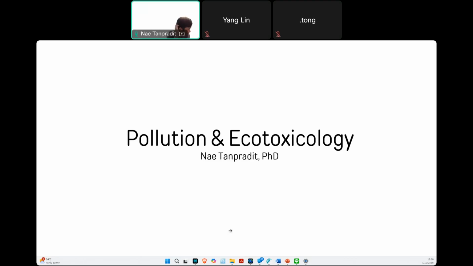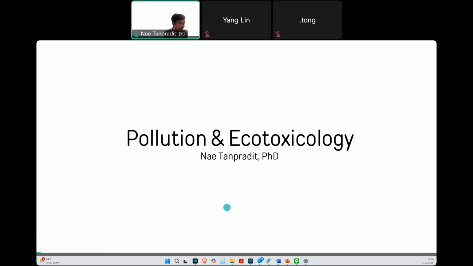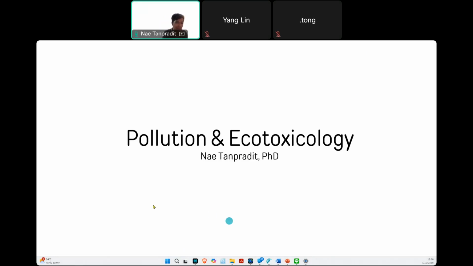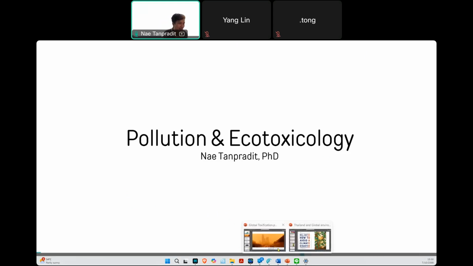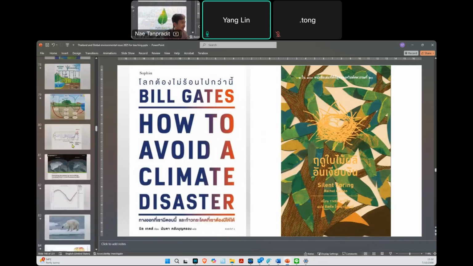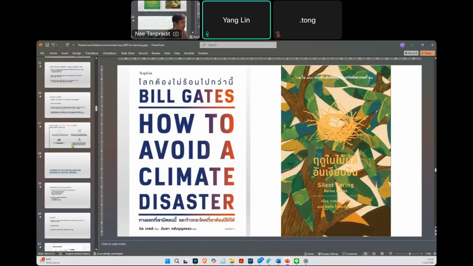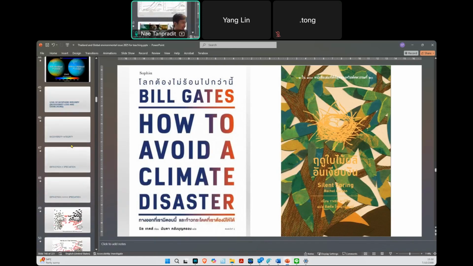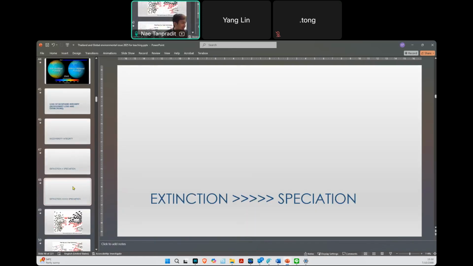Tong asked about the question of the slides that I showed you about speciation and extinction. She thought that one is the symbol of an arrow. I don't understand what arrow. It's not an arrow. It's the symbol of more than, this one, right?